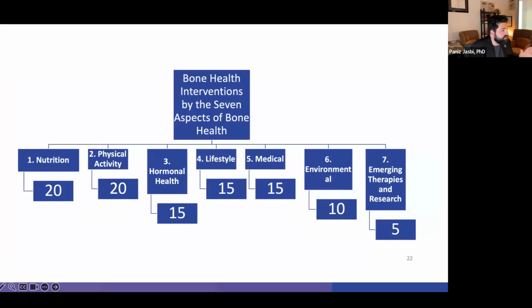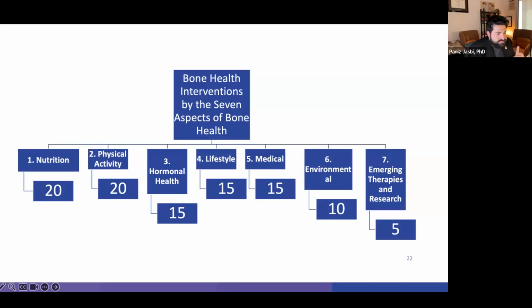The 7 domains we'll look at are going to be nutrition. So examples here, we have 20 in nutrition, 20 in physical activity, 15 for environmental health, lifestyle, and medical prescription drugs that we may recommend. And then there are environmental and emerging therapies and research.